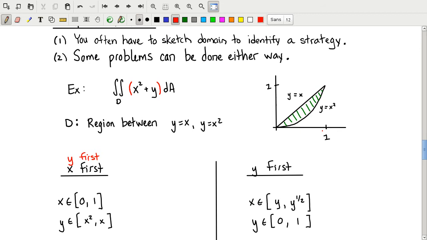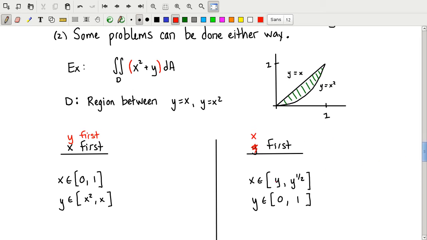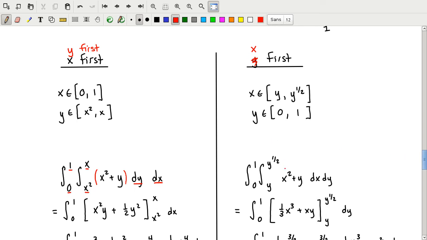However, we could just as well have sliced this horizontally and let y go from 0 to 1, in which case the boundaries on x now depend on y. So again, this would be x first, and then y. The lower bound on x is going to be this line, x equals y, and the upper bound on x, since x is increasing in this direction, would be found by solving for x: x equals the square root of y, or y to the 1/2. So we would do an x integral first, where x goes from y to y to the 1/2, followed by a y integral from 0 to 1.